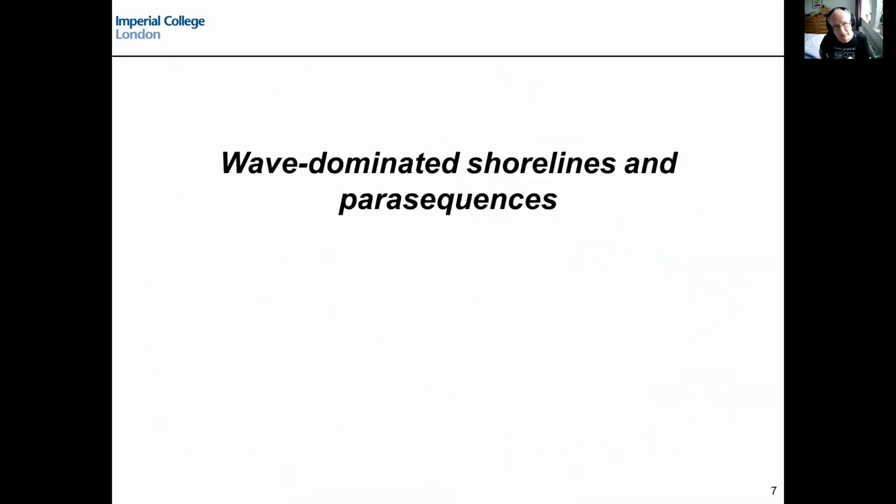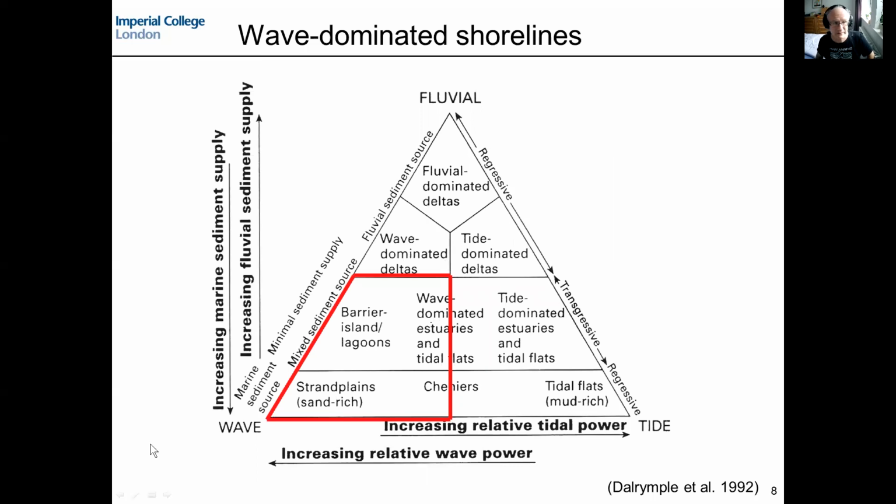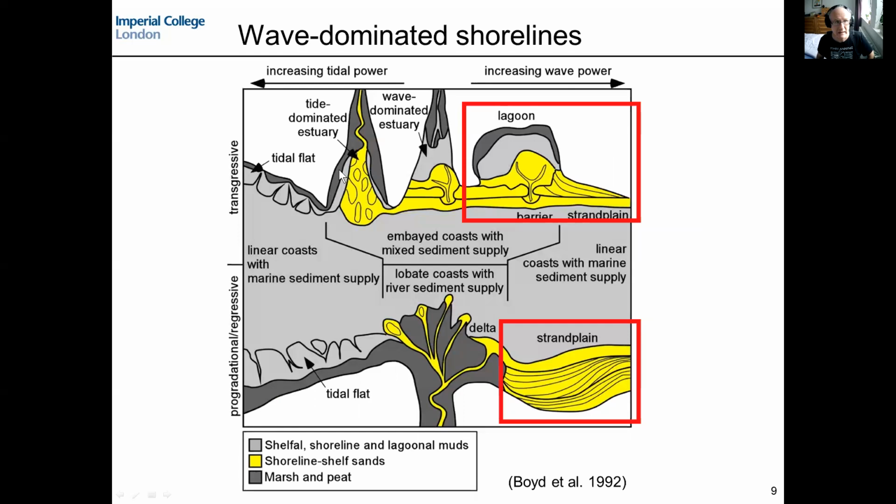Okay, so now we're going to focus for the rest of this little lecture on wave dominated shorelines and parasequences. Those are the smallest sequence stratigraphic units that we typically consider within the models we talked about yesterday. So in terms of this triangular classification, that's the bottom left corner, barrier islands and strand plains. And in this diagram of transgressive and regressive coastlines in map view, the strand plain is a regressive component. You can see it's colored yellow. It's really a sheet of sand that extends parallel to the coastline.